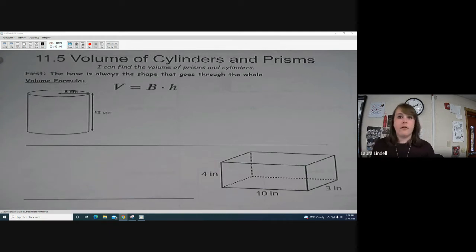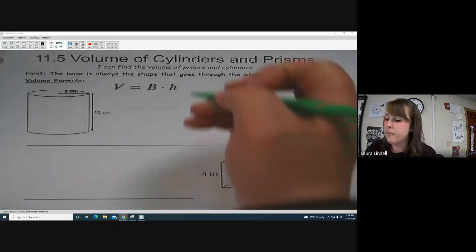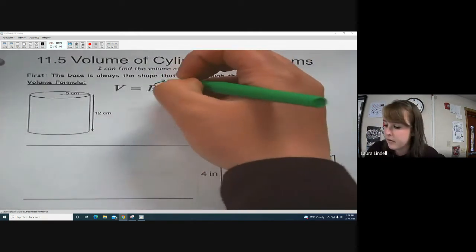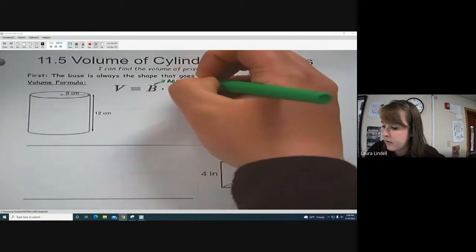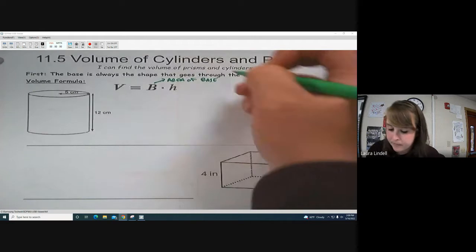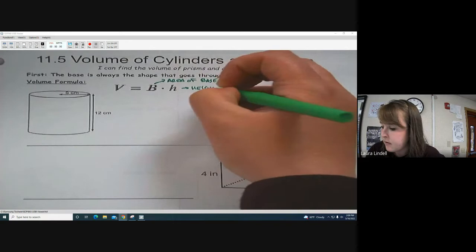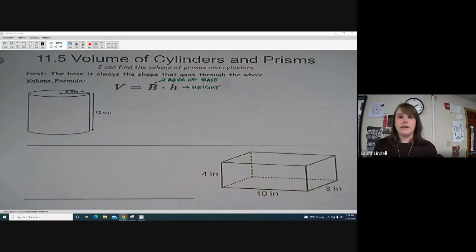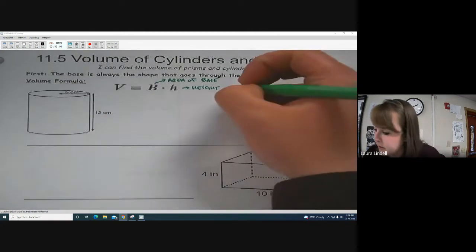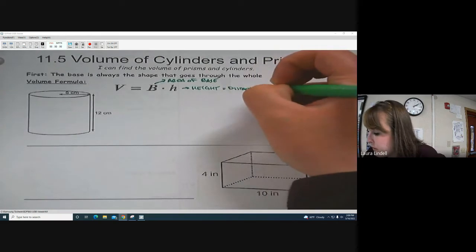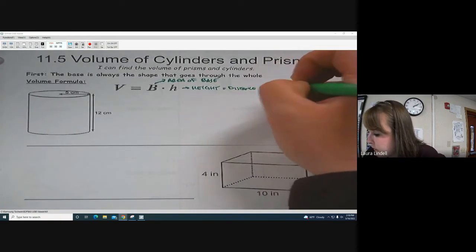So in general, those are what prisms look like and what cylinders look like, and the formula for their volume is the same. It's the area of the base. That's why we have capital B here. It's not just base anymore, it's area of the base. And then that's times the height. The height that we're considering here is the distance between the front base and the back base, or the top and the bottom. It's that other third dimension there. So it's the distance between the bases.